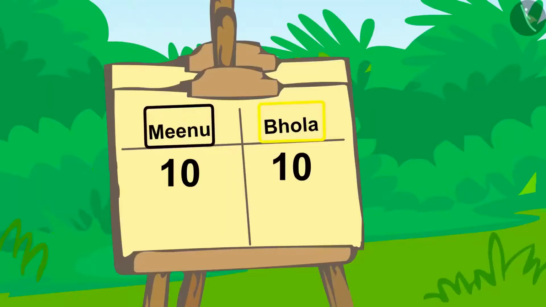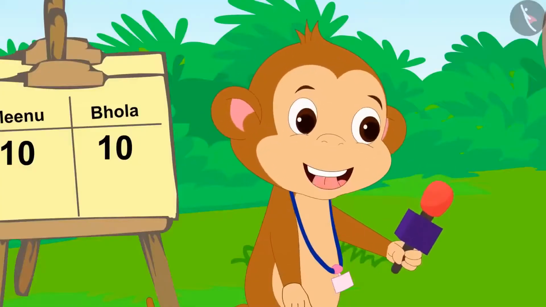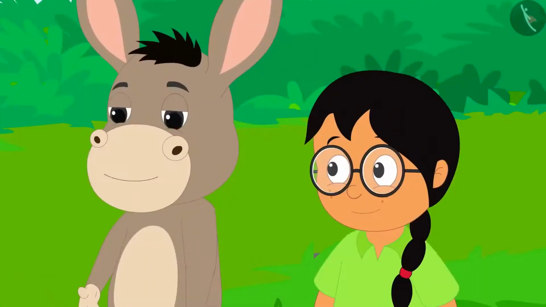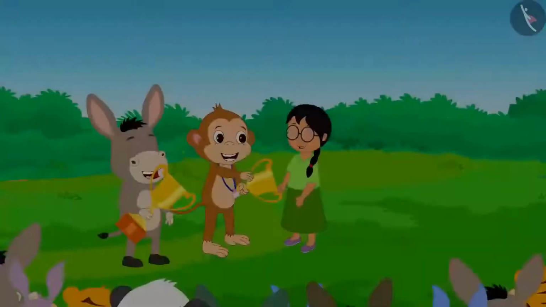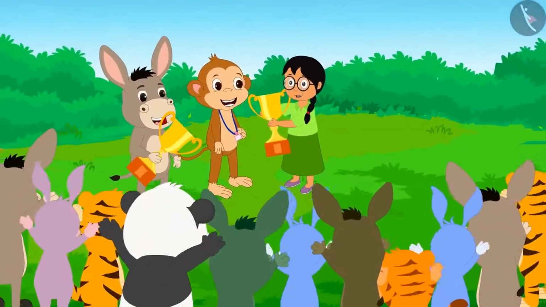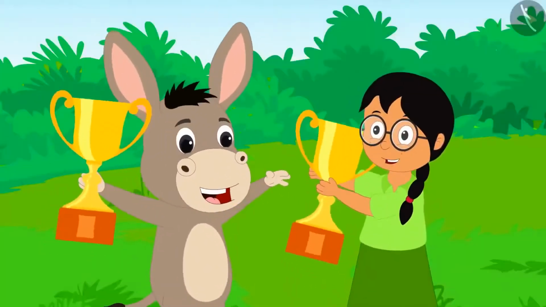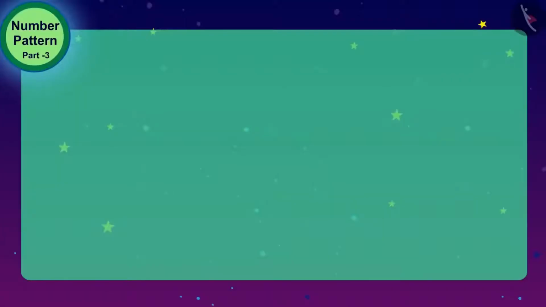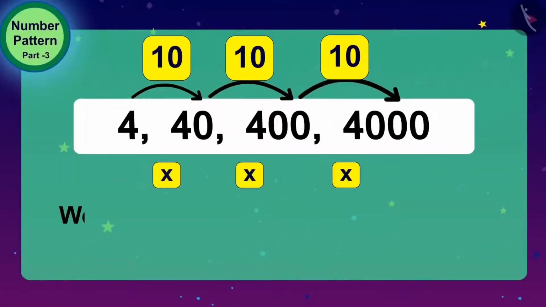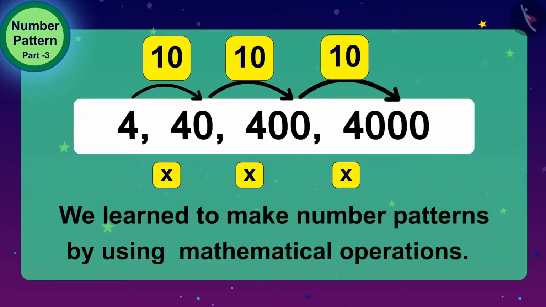Meenu and Bhola have scored equal points. Babban declared both Bhola and Meenu the winner of the competition and gave them the winning trophy. Everyone in the audience is clapping. Bhola and Meenu are happily dancing. Children, in this video, we learned to make number patterns by using some more mathematical operations.